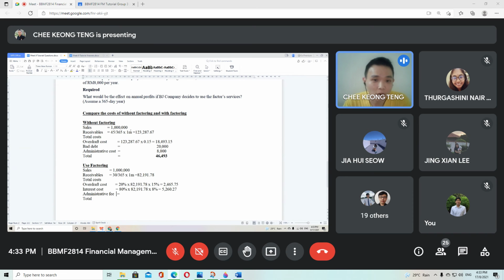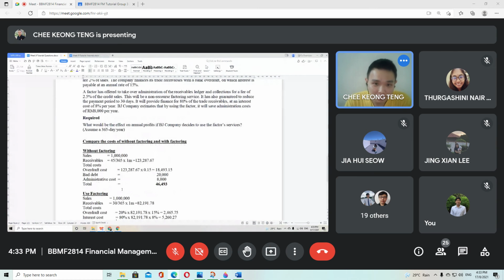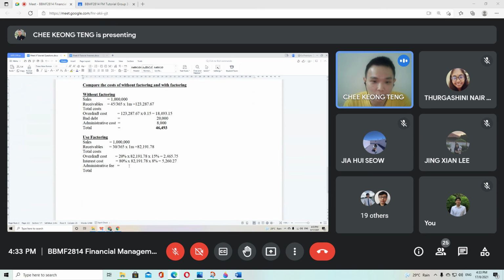Okay, and one more cost. Like what I said, they help you to monitor the credit management. It's not free of charge. Here it tells you that they will charge you 2.5% based on the credit sales as the administration of the receivable ledger and collection. It means they help you to manage and collect the money. So 2.5% of your credit sales, if you calculate, is 25,000. Okay, so that's all, and then we need to add up everything.